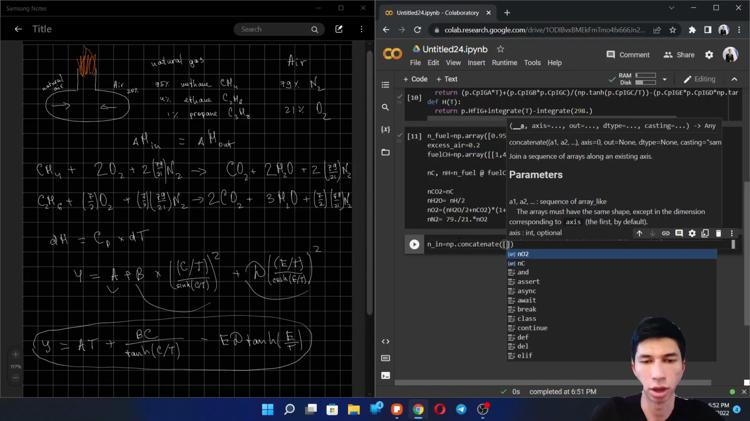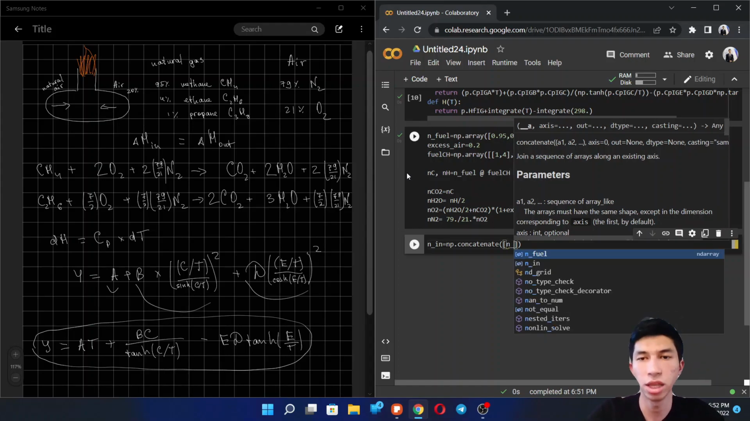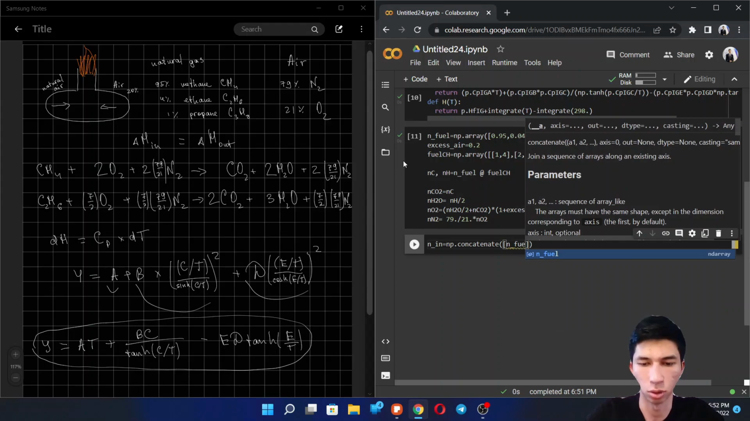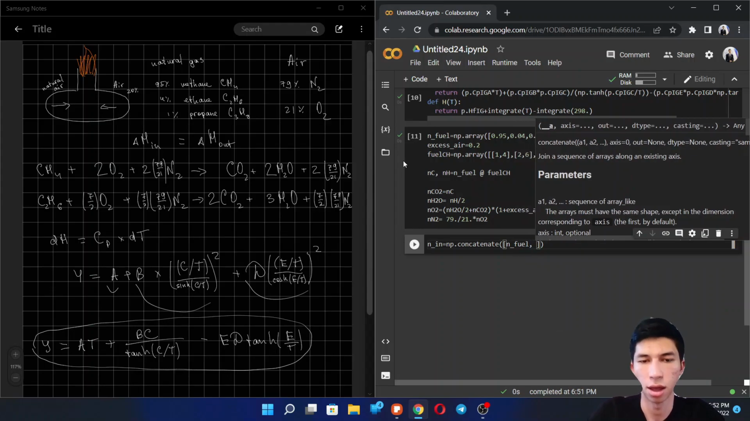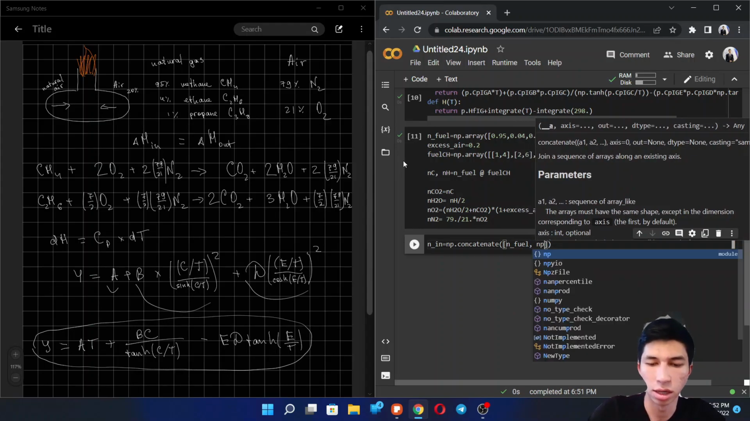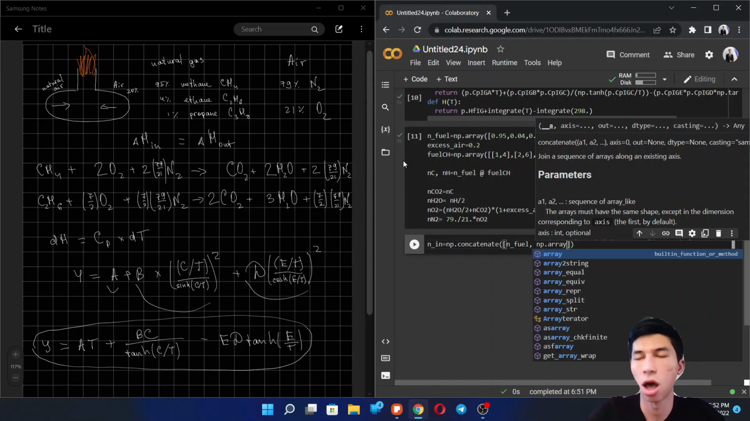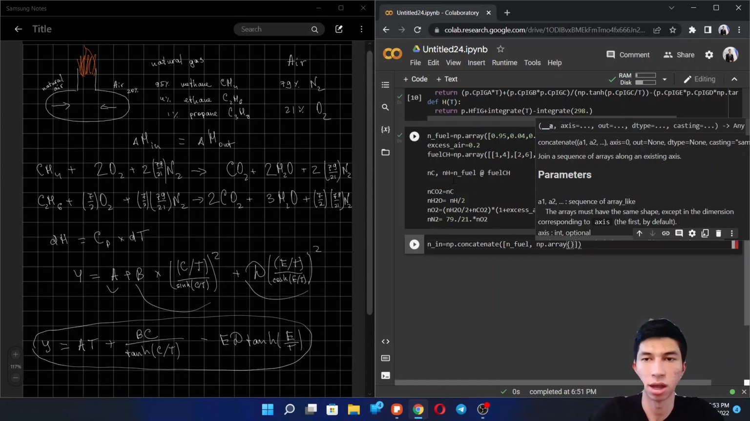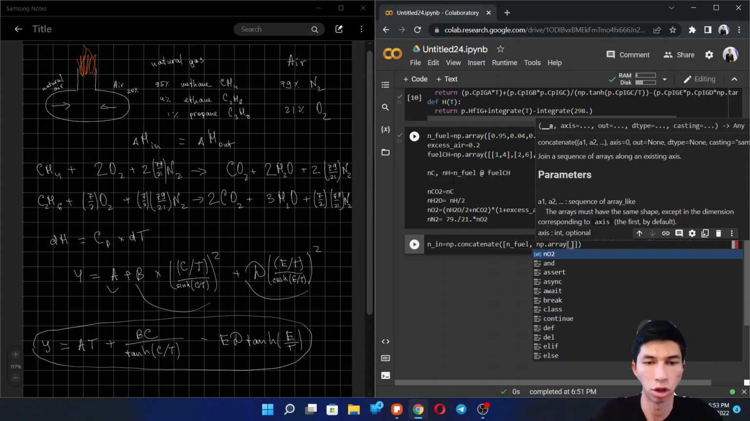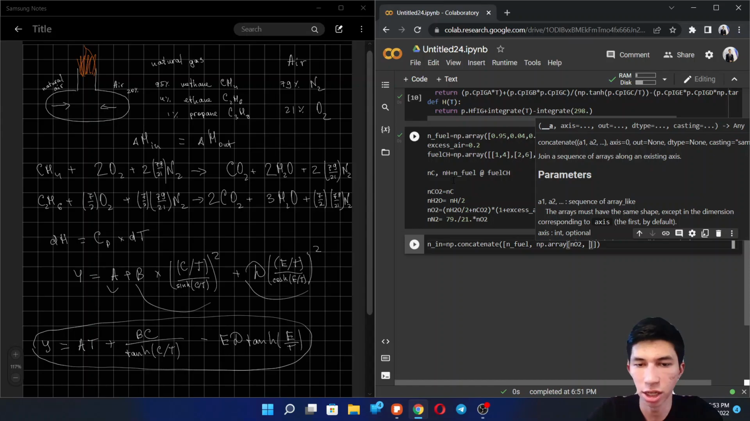So what do we do here? We need the amount of fuel that's going in, right? And with the numpy array of what is going into our reaction. So the fuel, and another array we're going to have is for the oxygen, right? For the nitrogen, I think I forgot the parentheses here.